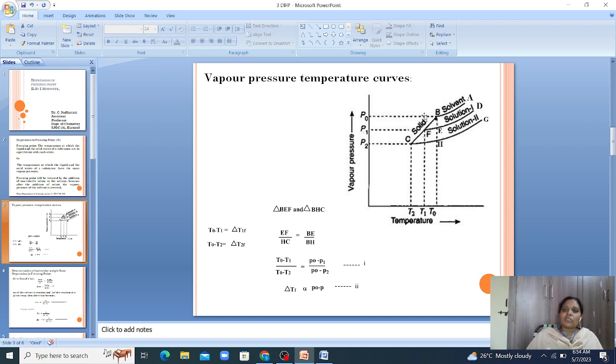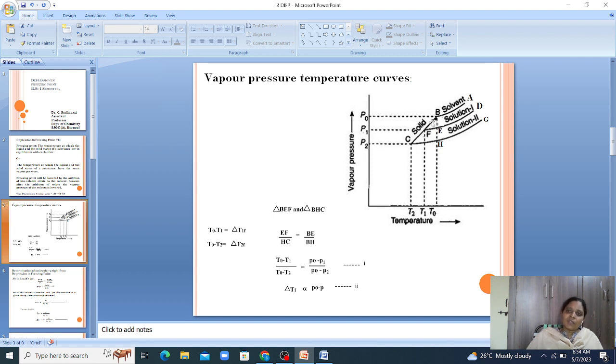For the pure solvent we get a curve like this, AB. At point B, both the liquid and solid states of this solvent are in equilibrium. If you extend this point to the x-axis, we get the freezing point of this substance, and if you extend it to the y-axis, we get the vapor pressure of the pure solvent.